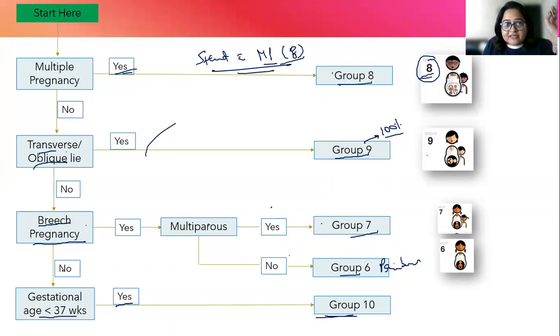If none of these are there, next thing you need to ask yourself, is she preterm? Yes, group 10. So I hope this page is clear. Multiple pregnancy, transverse lie, breech, and preterm. This is the order you will look for in the question, and this is how you will answer the question. If she's neither of these, she is term. Then we go to the next page.